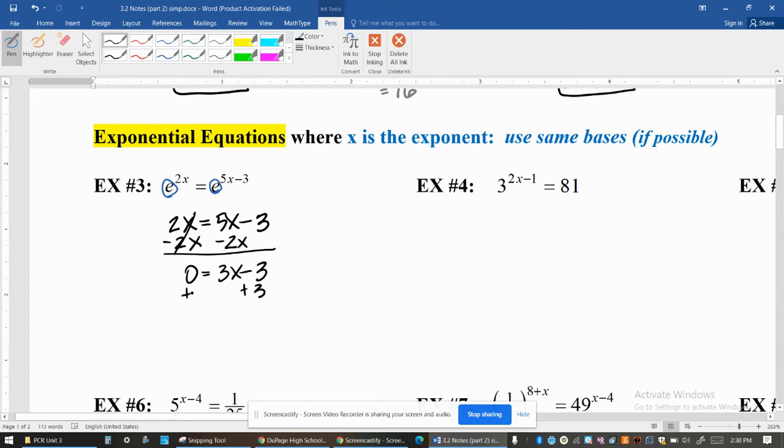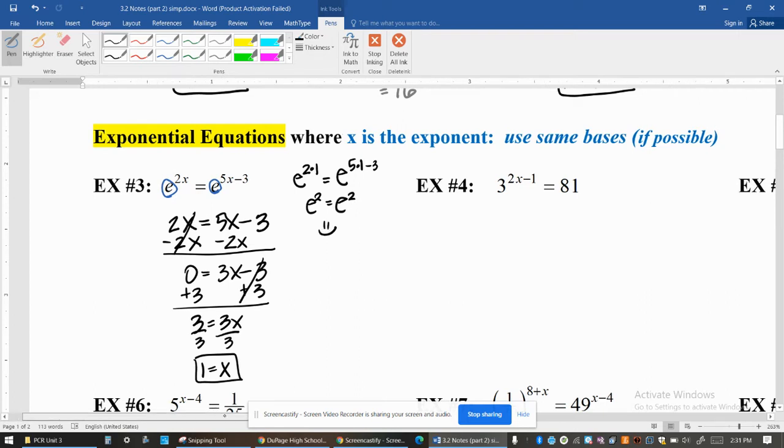Now, you could have subtracted the 5x from both sides. It just depends on what your brain is more likely to do. But the correct answer here is 1. You can check your work by substituting 1 back into the original problem and see if you did it right. So 2 times 1 is 2, right? So you get e squared. 5 times 1 is 5, minus 3 is also e squared.